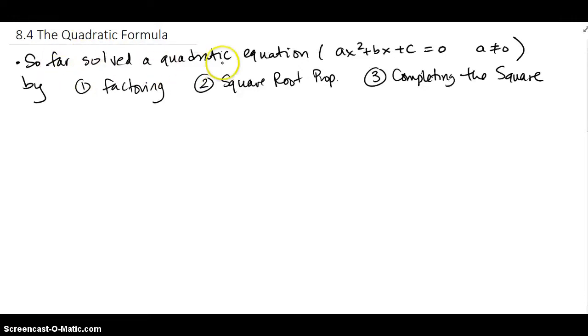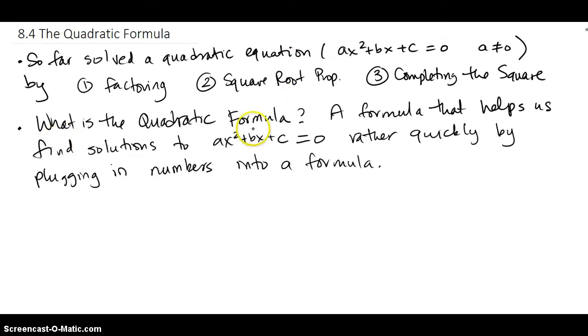So far we've solved a quadratic equation, which of course has this form, either by factoring if it was factorable, by square rooting both sides if it was in a correct form, or by completing the square and then getting it ready to square root both sides. Now we're going to do it by the quadratic formula. So what is the quadratic formula? It's basically a formula that helps us find solutions to this quadratic equation rather quickly by plugging in numbers into a formula and getting solutions.